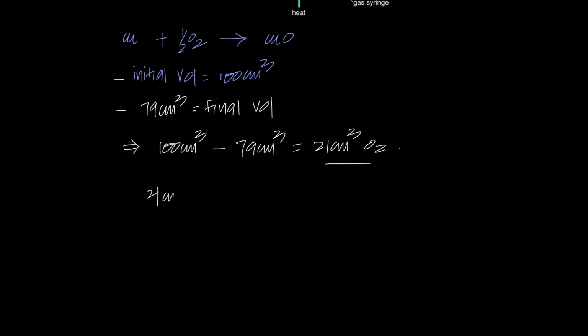What is the percentage? 21 cm³ of oxygen was used up, and total air that I had was 100 cm³, and then multiply it with 100%. So 100 cancels out, cm³ cancels out with cm³, and you realize that you're going to end up with 21% of O2. And that's how scientists figured out how much oxygen there actually was in the air through this simple experiment.